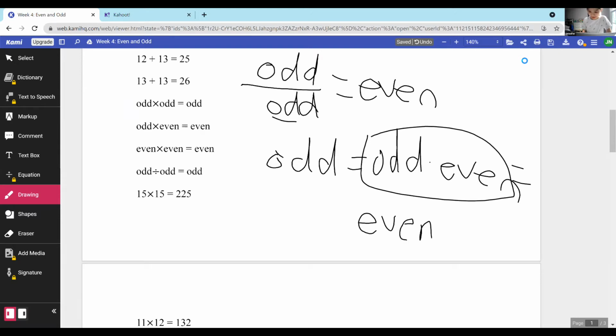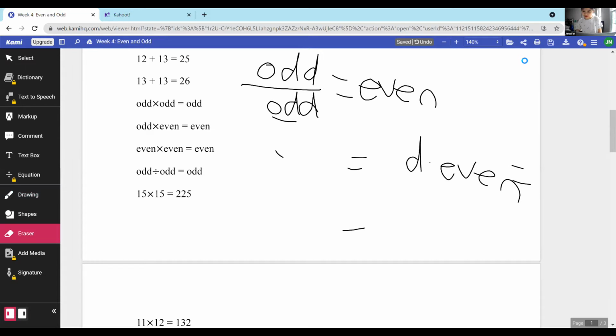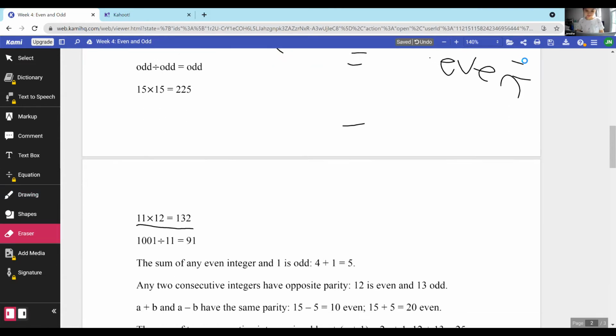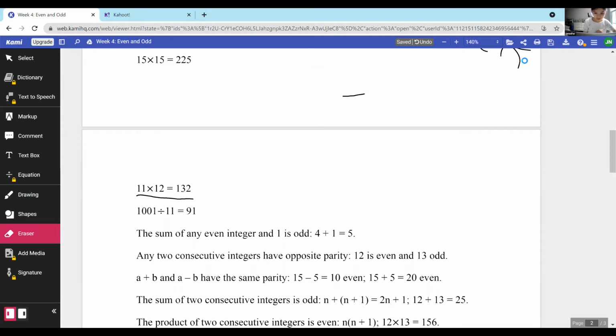But then odd cannot be equal to even. Therefore, odd divided by odd must be odd if it's an integer, such as 1001 divided by 11, which is 91. You could try dividing it out for yourself to see.